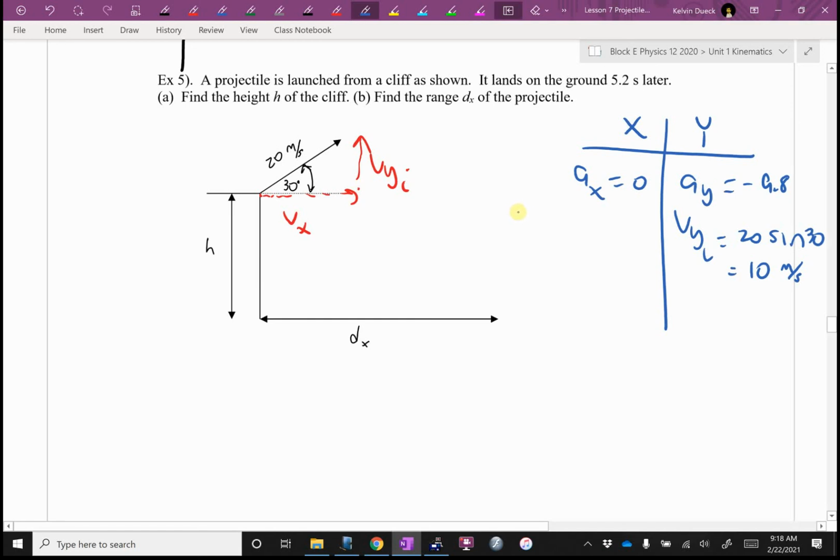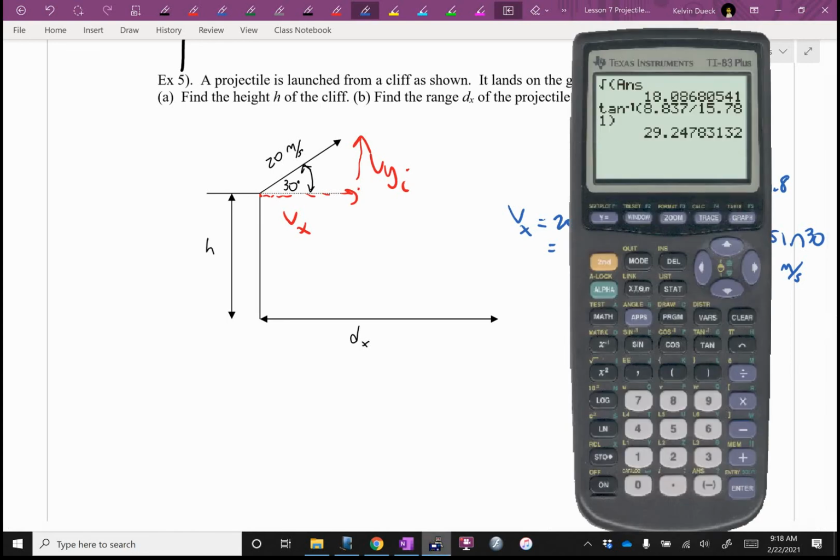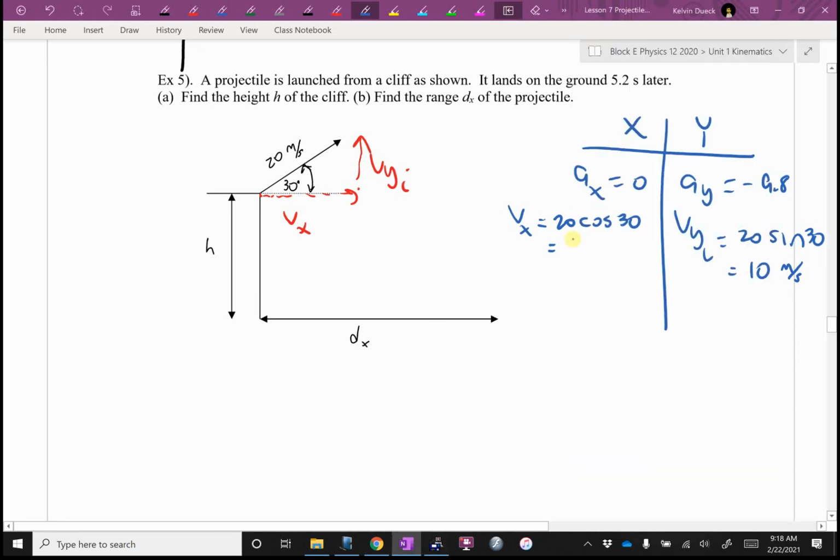Well, if Vy is sine, which trig function goes with Vx? Of course it does. I know the cosine of 30 is 0.866, so it's going to be 2 times, use your calculator, 17.32. Yeah?